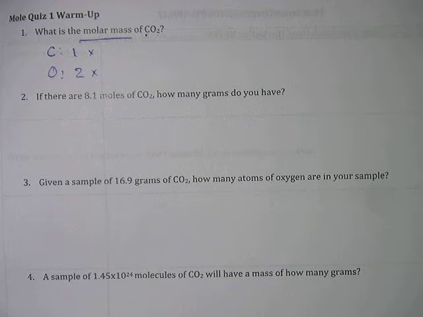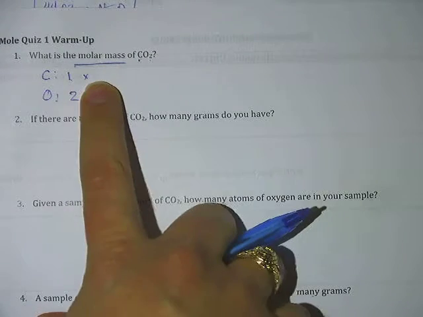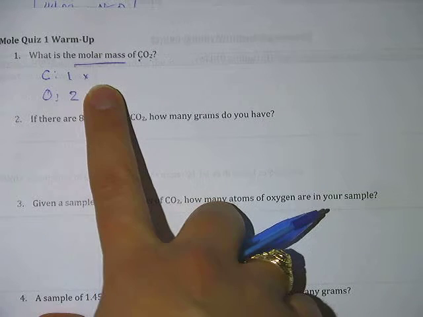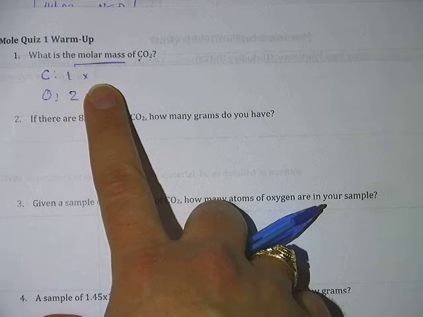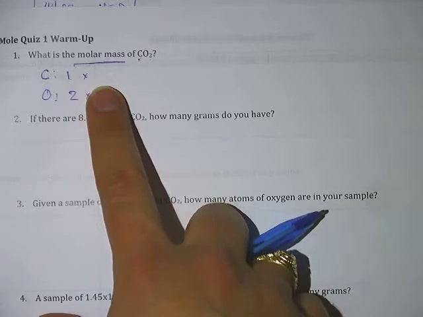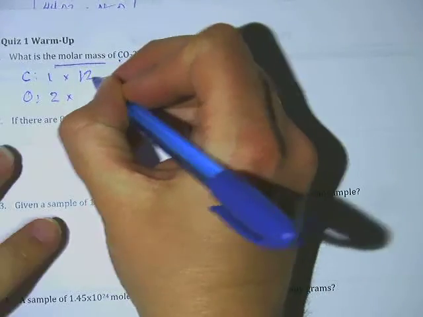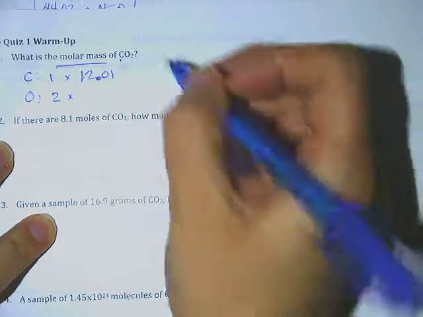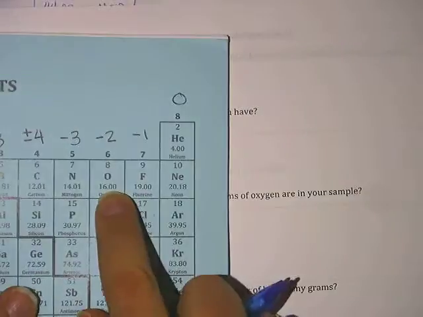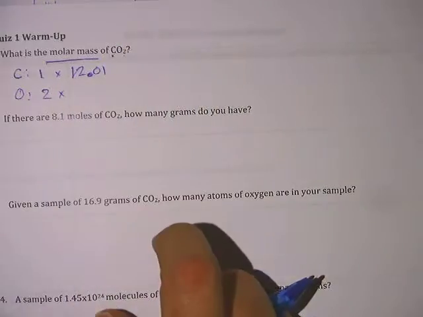Let's go over this warm-up. When you find the molar mass of CO2, you need the mass of carbon on the periodic table. Carbon is 12.01. You also need the mass of oxygen, which is 16.00.